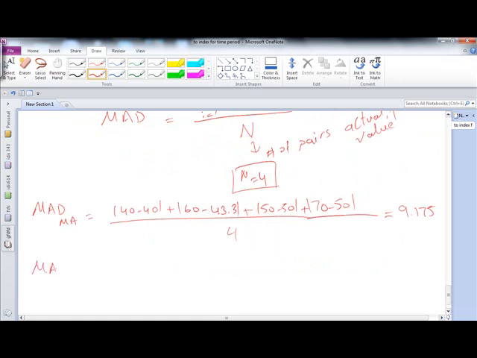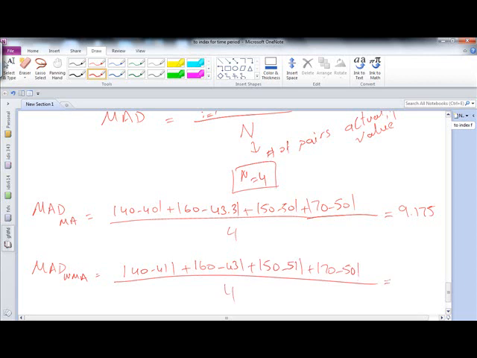Then I can do the mean absolute deviation for the weighted moving average, and that is basically 40 minus 41, plus 60 minus 43, plus 50 minus 51, plus 70 minus 50, right? And again I'm gonna divide by 4. That will give me 9.75.